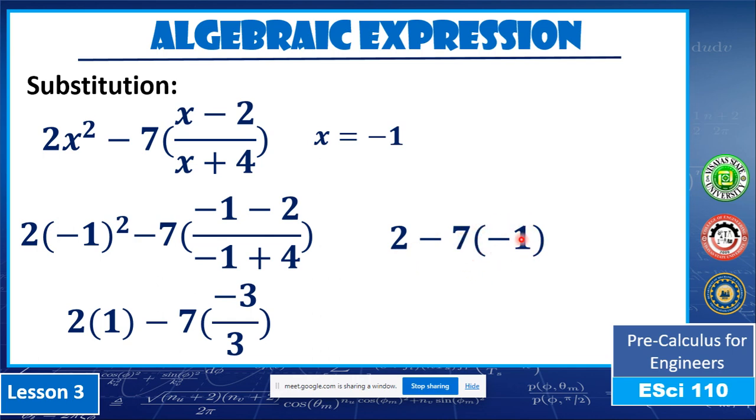So unahin natin yung multiplication. Hindi pwedeng 2 minus 7 bago i-multiply ng negative 1. Hindi yun. Dapat multiplication talaga. Rule of PEMDAS. So we have 2 plus 7, since negative 7 times negative 1 is positive 7. So 7 plus 2 is equal to 9. So this is now our final answer for this algebraic expression given a condition which is x should be equal to negative 1.